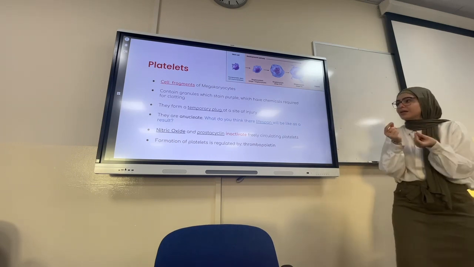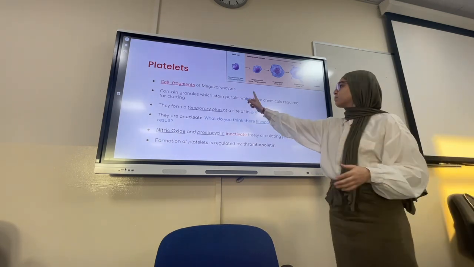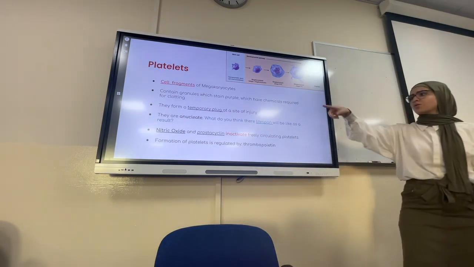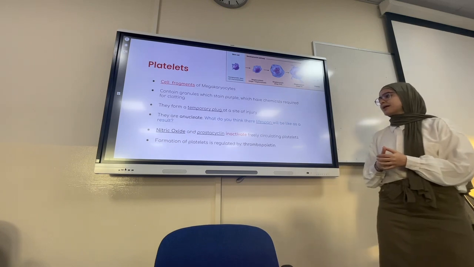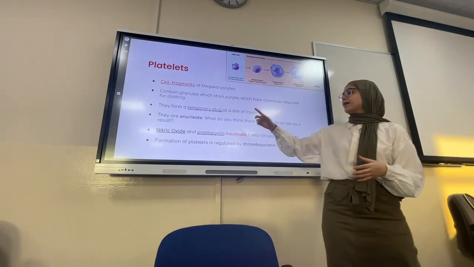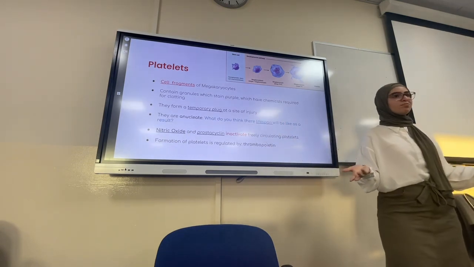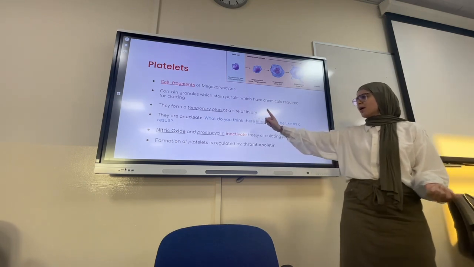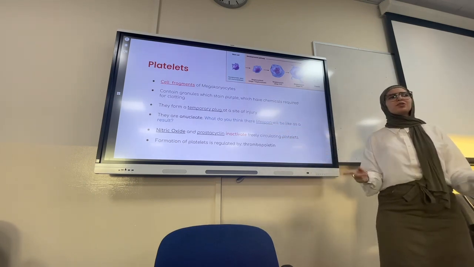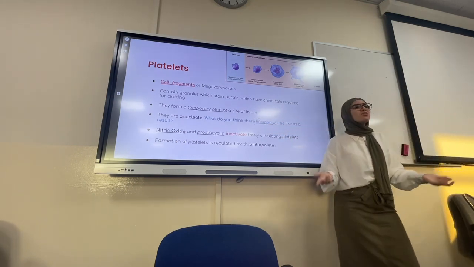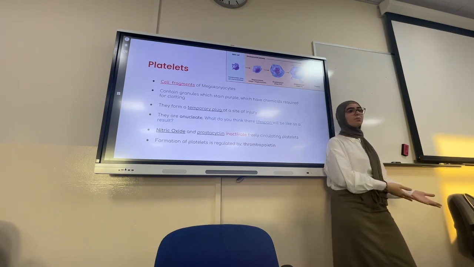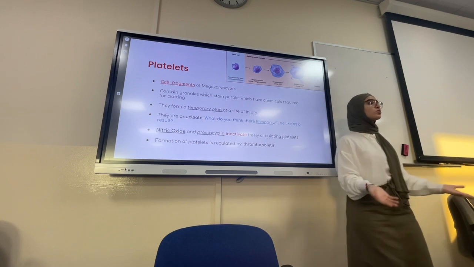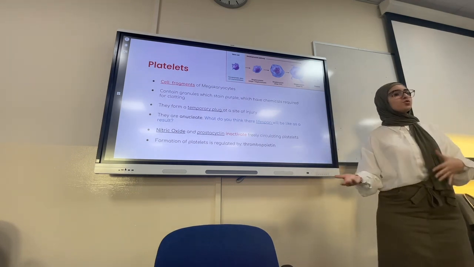Now, the platelets are really, really tiny. They stain purple, and they have chemicals required for clotting. They form the temporary plug. We're going to go over the steps of the clotting now. They're anucleate, meaning they don't have a nucleus. So if they do not have a nucleus, what do you think their lifespan is going to be? Short lifespan. What else doesn't have a nucleus? Red blood cells. They don't have a nucleus and also have a shorter lifespan compared to the leukocytes.